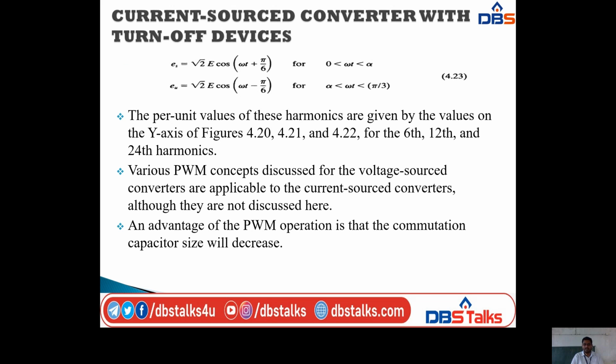So this one, we have E is equal to root 2 E cos of omega t plus pi by 6 for 0 less than omega t less than alpha. Here the omega t lies between 0 to alpha. And next U is equal to root 2 E cos of omega t minus pi by 6 for alpha less than omega t less than pi by 3. So here unit values of these harmonics are given by the values on the y-axis of the figures.